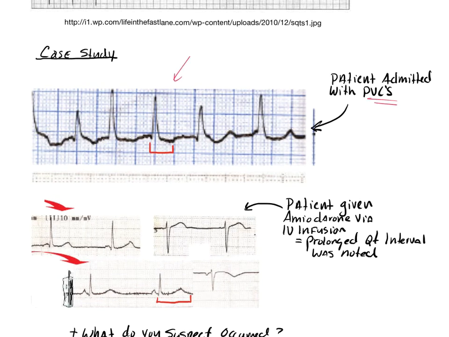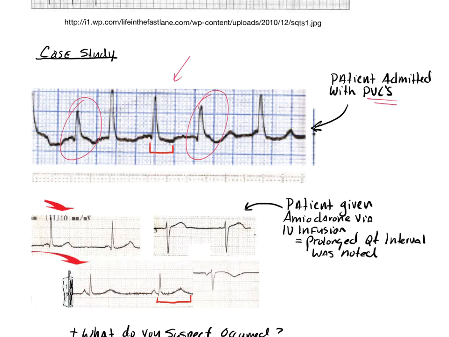So here's the strip upon admit. It's kind of hard to see. I really had to enlarge it quite a bit. But basically, we're looking at a sinus rhythm with PVCs here. You guys good with that? All right, so I got a sinus rhythm with PVCs.